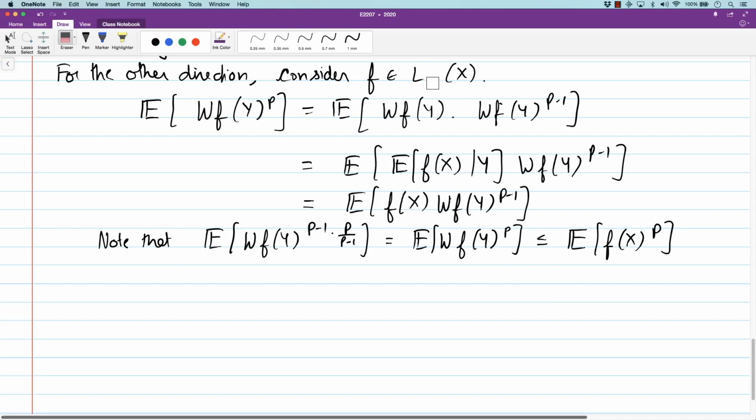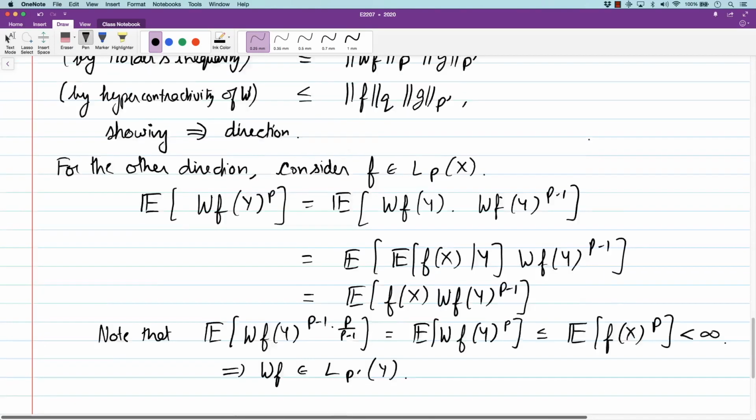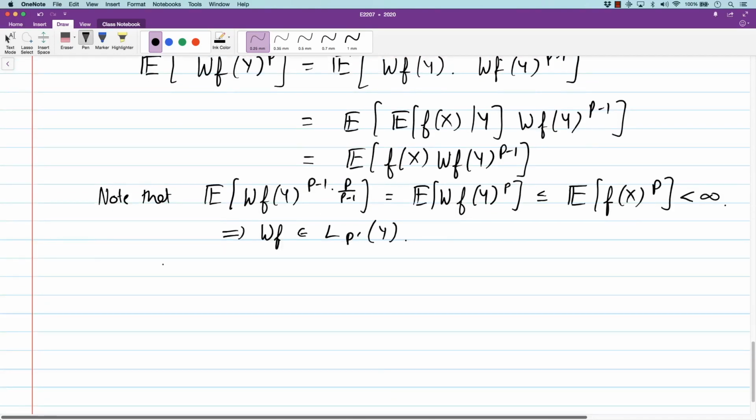So maybe we should assume this f is in L^p, and this is finite. This is the assumption here. Therefore WF belongs to L^p prime(Y). This was a requirement here, by the way. And therefore we can apply Hölder's inequality. So the expected value of, we can apply that inequality that we are assuming here, WF.